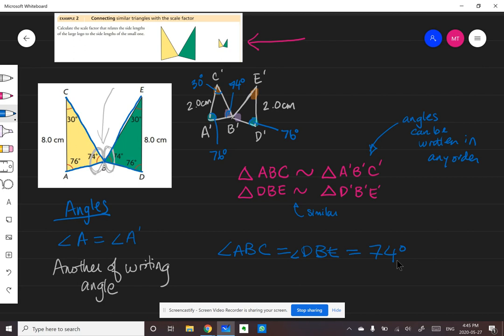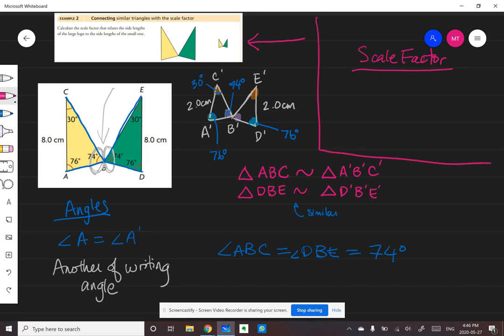Now, I still haven't answered the question about scale factor, okay? So in terms of scale factor, let me just make some space up here. I still need to find the scale factor. So what I can actually do is say, let's look at the length AC, because that is the only side length we have. We don't have AB, we don't have BC, we only have these two, right? So we've got those two, and on the smaller version, 2.